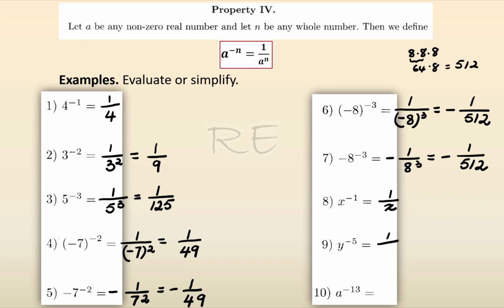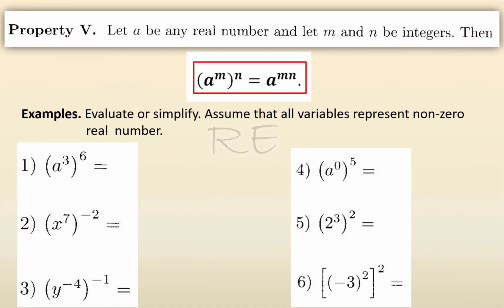x to the negative 1 is 1 over x. y to the negative 5 is 1 over y to the 5th. a to the negative 13, 1 over a to the 13.